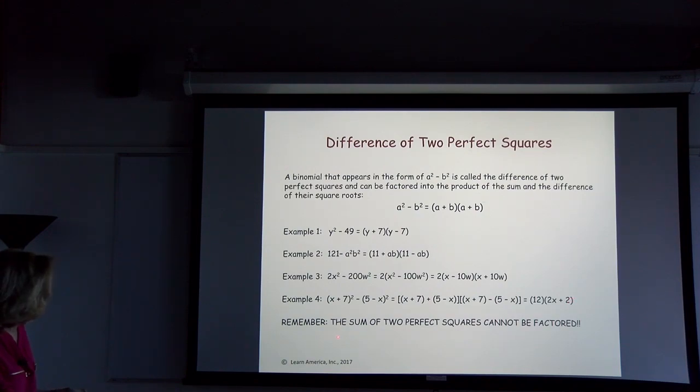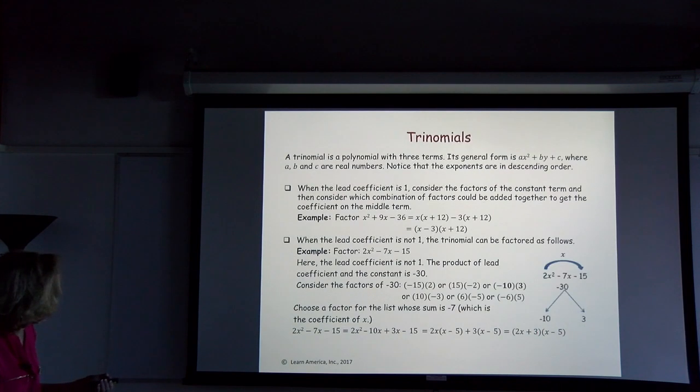Okay? Remember, the sum of 2 perfect squares cannot be factored. All right? And if you think you're going to factor it, use your FOIL method and double check. Then you know you're going to be okay. Okay, trinomials. This gets to be a little bit tricky.